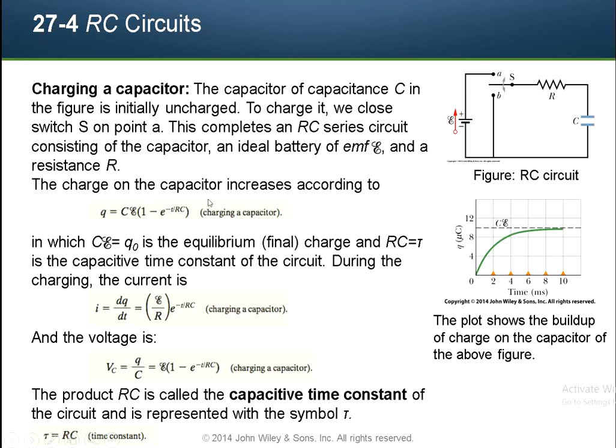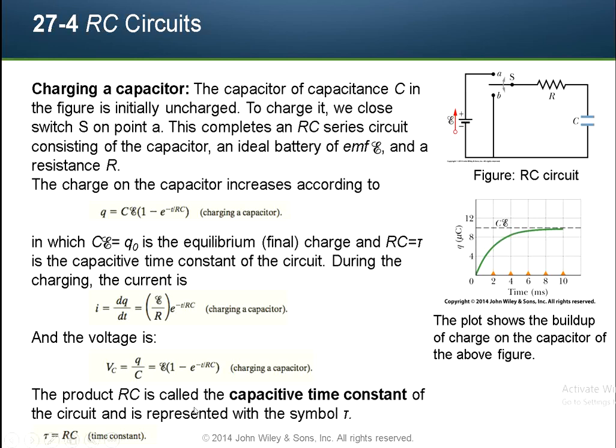Therefore, the charge on a capacitor increases according to Q is equal to C epsilon into 1 minus e power minus t divided by RC. So this is the formula to calculate the charge of a capacitor, in which Q0 is equal to C into epsilon. Please listen, please learn these two formulas.